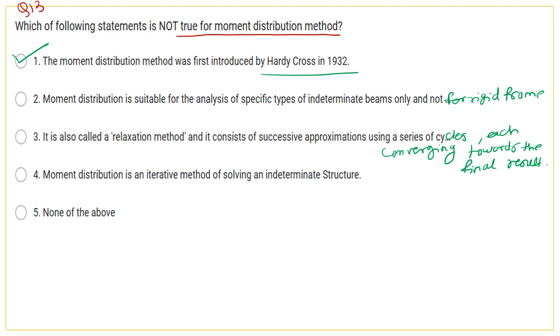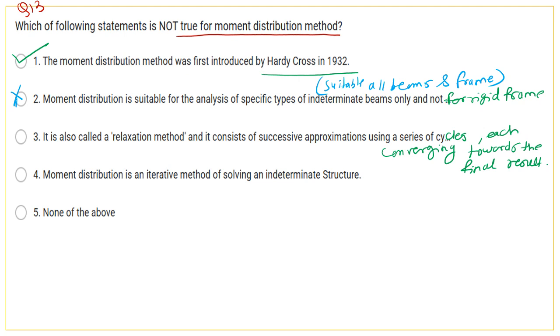The second statement: the moment distribution is suitable for the analysis of specific type of intermediate beams only and not for rigid frames. Okay, so here the second statement is not correct, because for the analysis of specific types of intermediate, it is suitable for all beams and frames. So this is the correct option, but for this question this is not true.